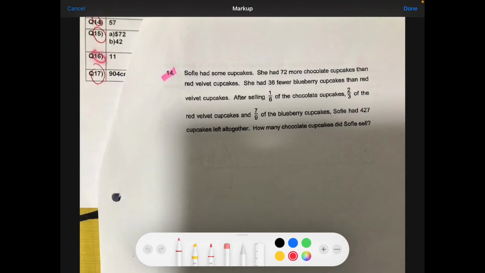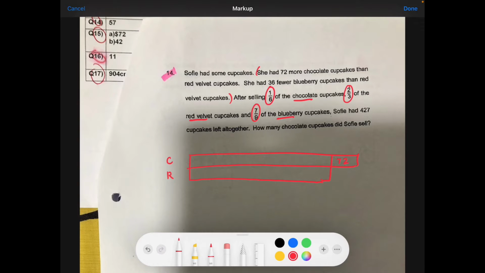Okay, the first thing we need to understand is there's a lot of fractions, right? So the fractions are dependent on their own type. But you will be able to draw models over here. So let's try. The first one, I would have 72 more chocolate than red velvet. So I'm going to draw a longer one to represent chocolate and red velvet cakes. So this will be like a 72.